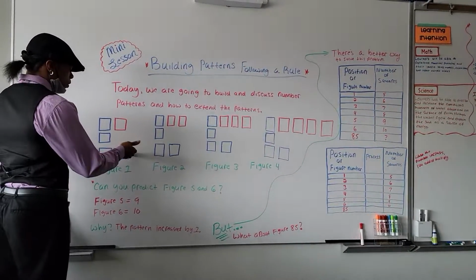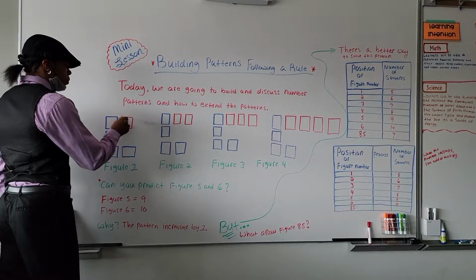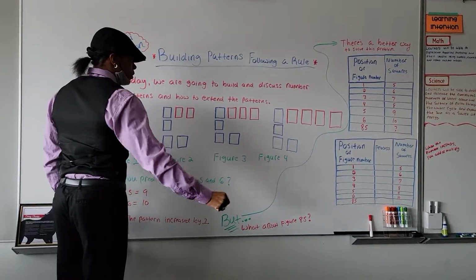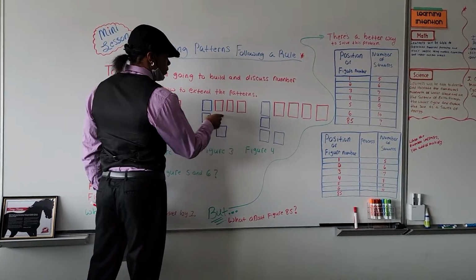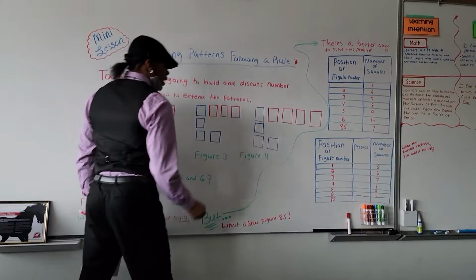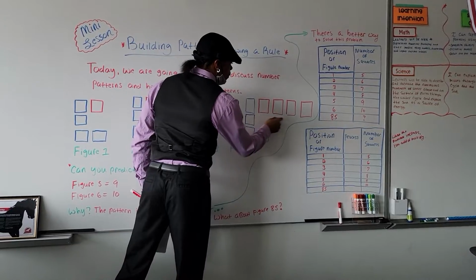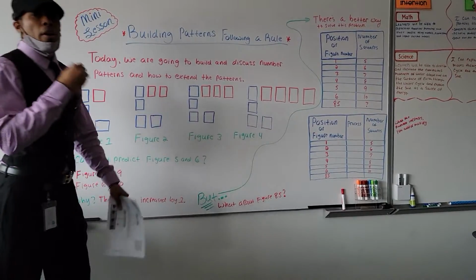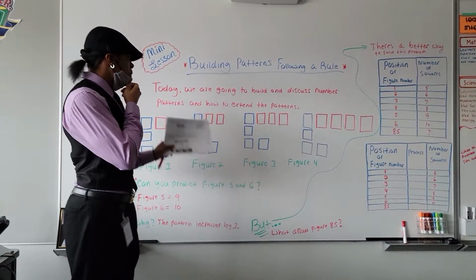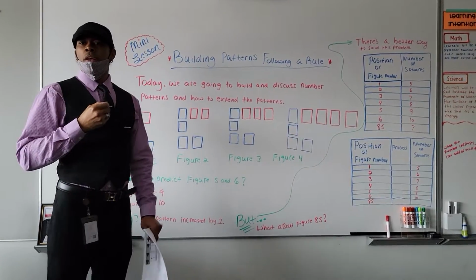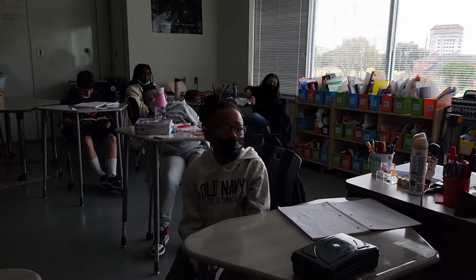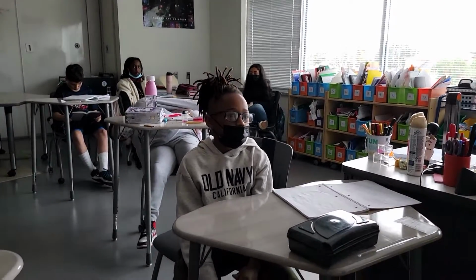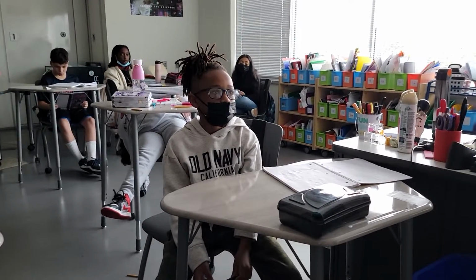Now, coming back to figure number 1, we added 1 red square. Figure 2, we added 2 red squares. Figure 3, we added 3 red squares. And figure 4, we added 4 red squares. Now, I asked my friends, what is the pattern with this? And just like I have one friend raising his hand, what is the pattern for this set of numbers? We add 1 red square for each figure.